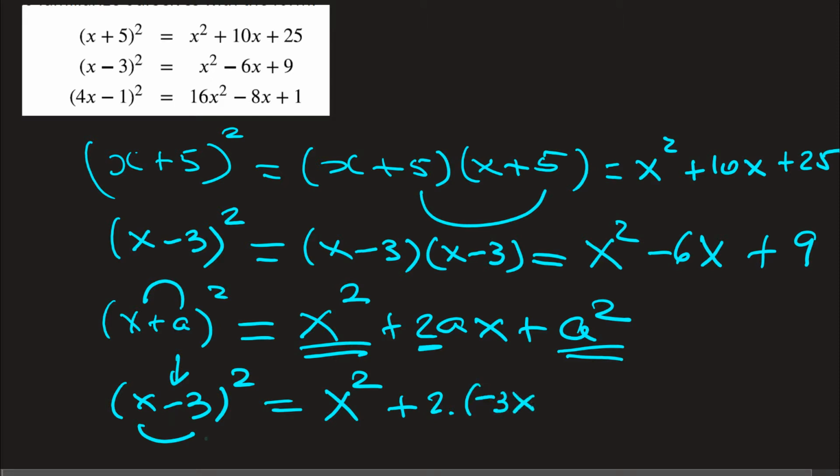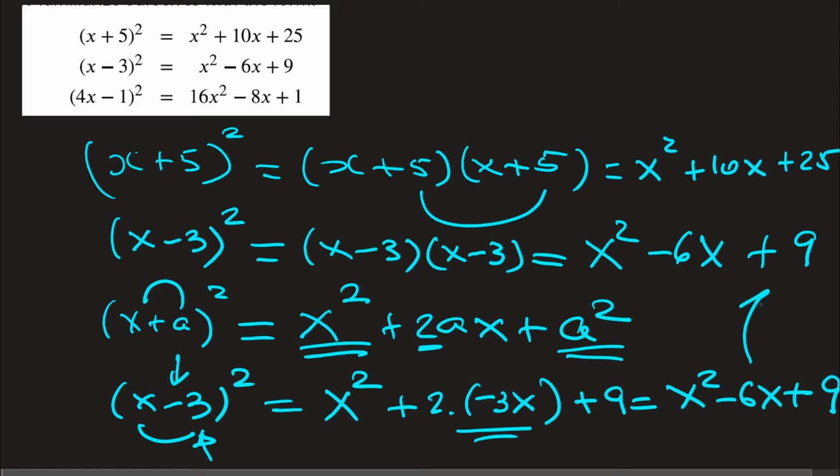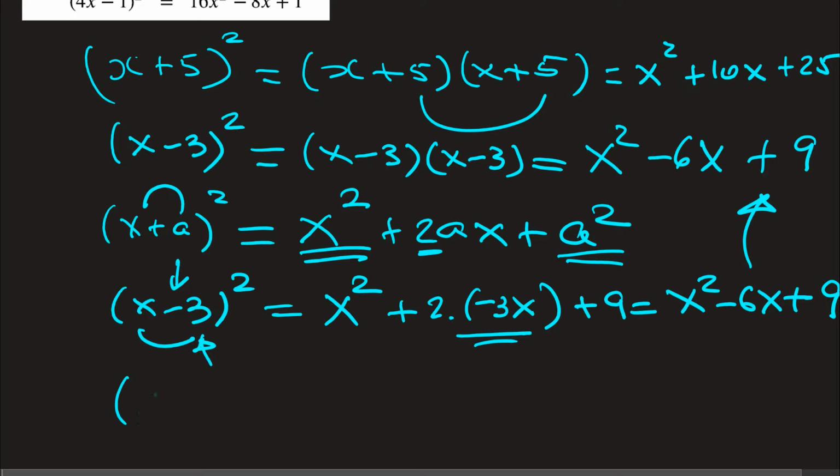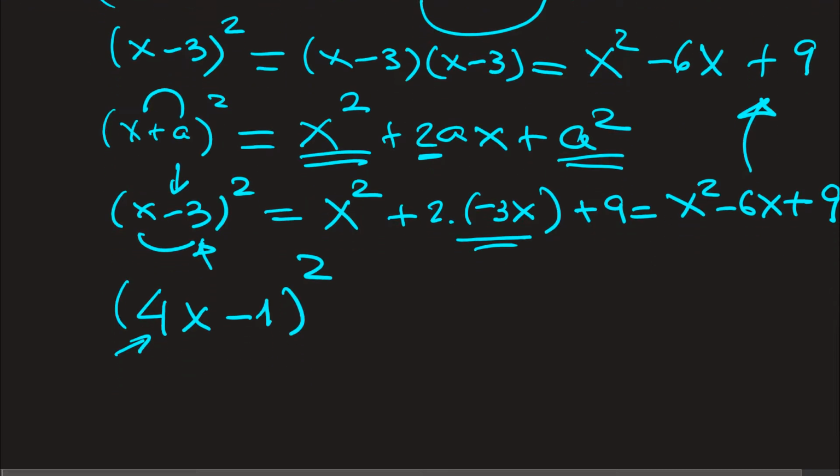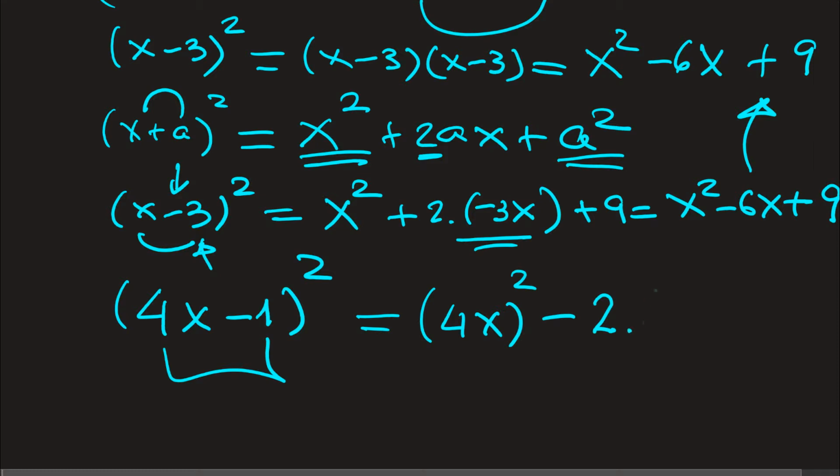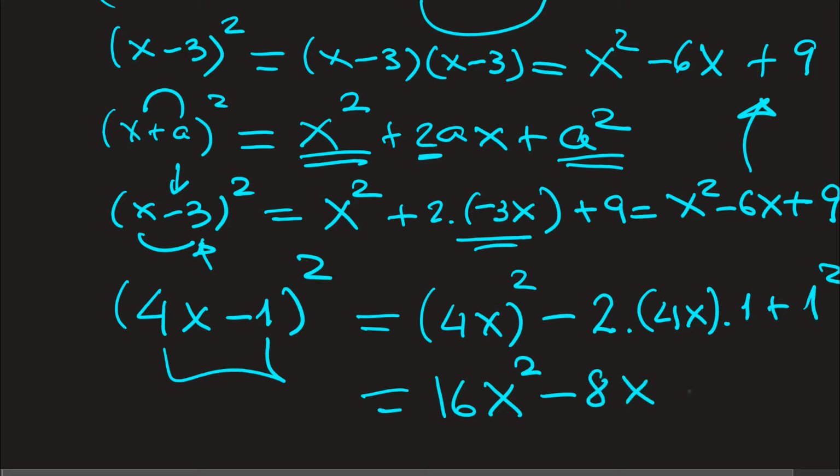There is a minus here. Plus the square of the second, and it gives you x squared minus x plus 9, the same result as before. We cannot use the FOIL method in this case because there is not a 1 here. We have to use the formula of the binomial squared, which means the first squared minus twice the first times the second plus the square of the last, and it gives you 16x squared minus 8x plus 1.